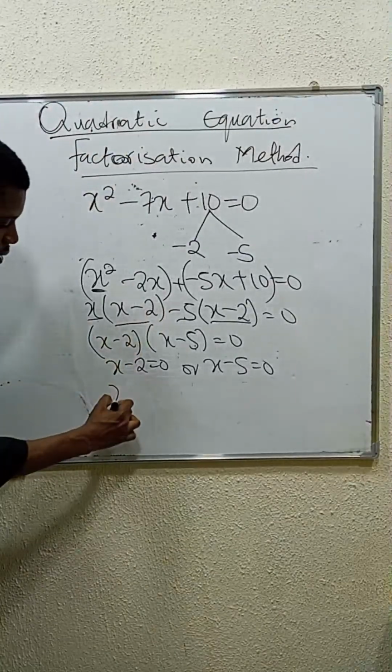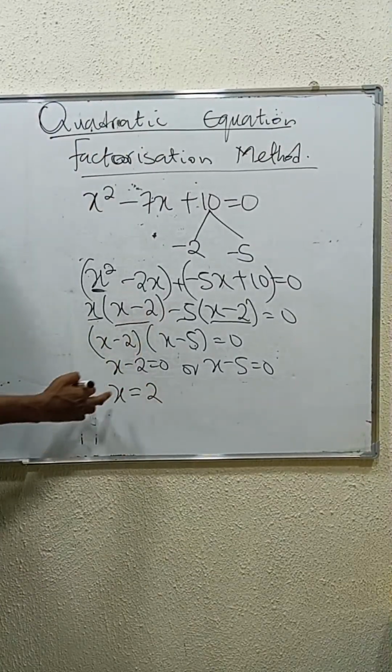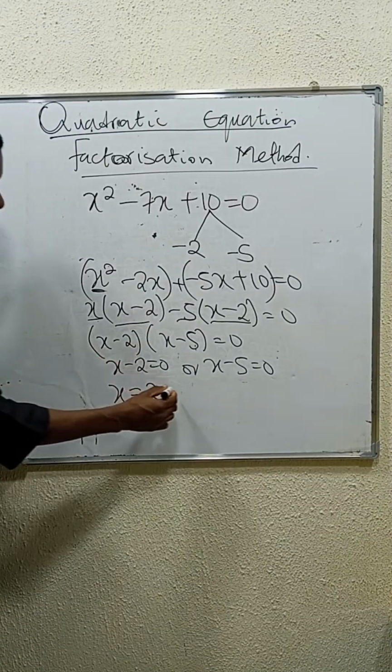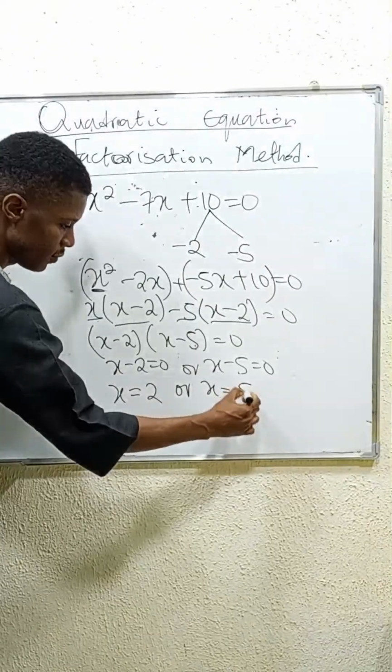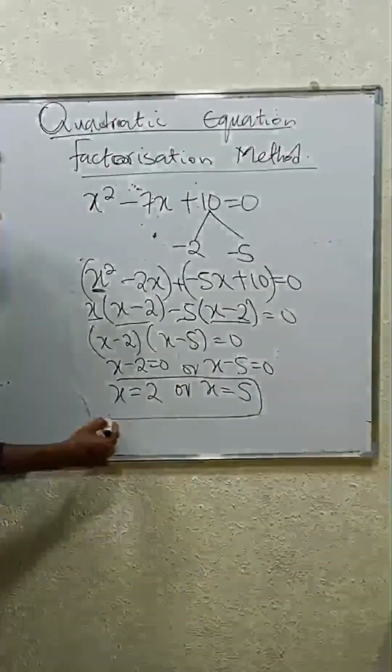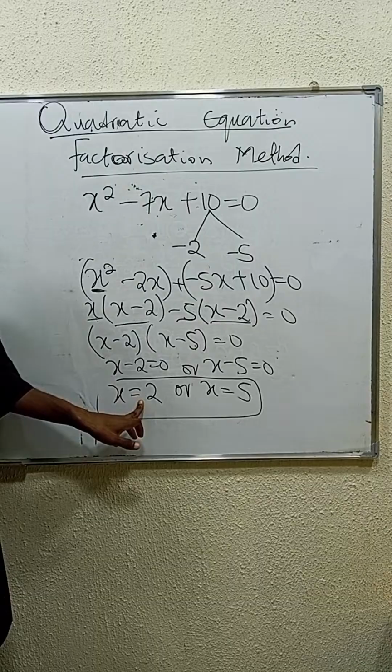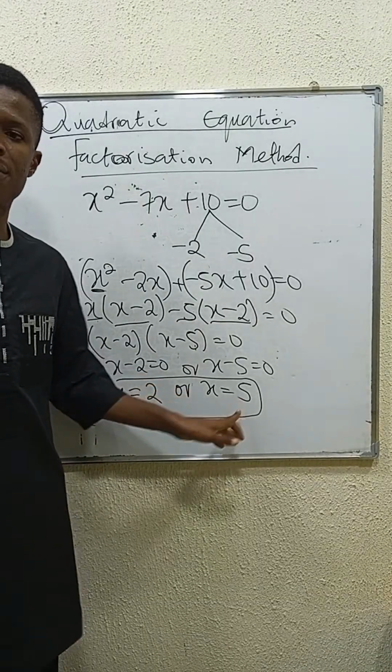So for us to do that, you see that x is equal to 2 because we are adding 2 to both sides. Or we say that x is equal to 5, we add 5 to both sides. So these are the two possible values for x. So x will be 2 or x will be 5. That's the answer.